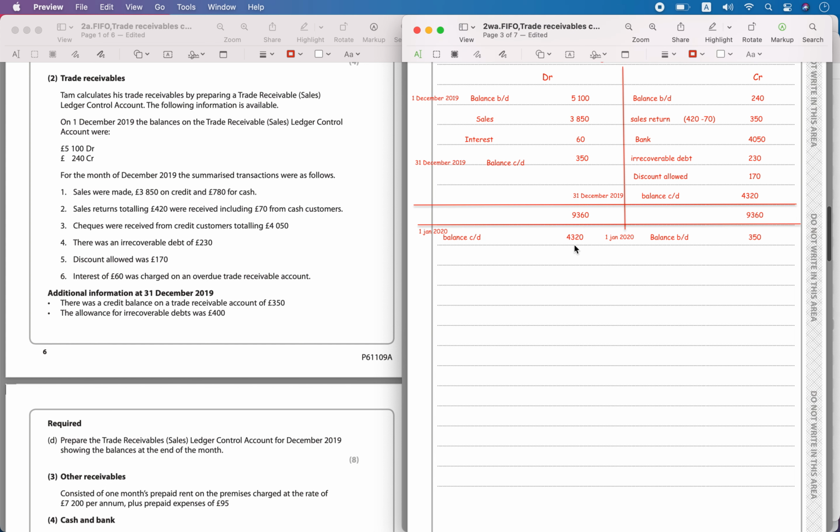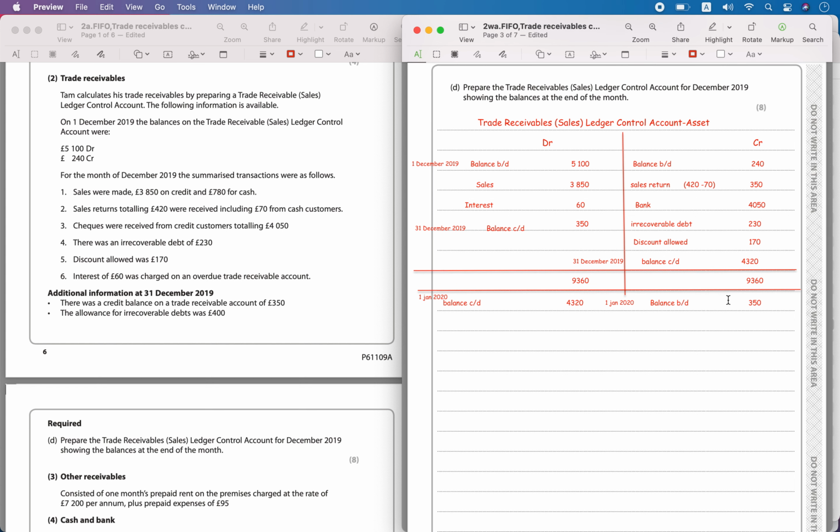So you have a balance of 4,320 and a balance of 350 at the end. The allowance for irrecoverable debt is not included here anywhere, so you just ignore it. So the trade receivables ledger control account for December 2019 for TAM has been calculated.